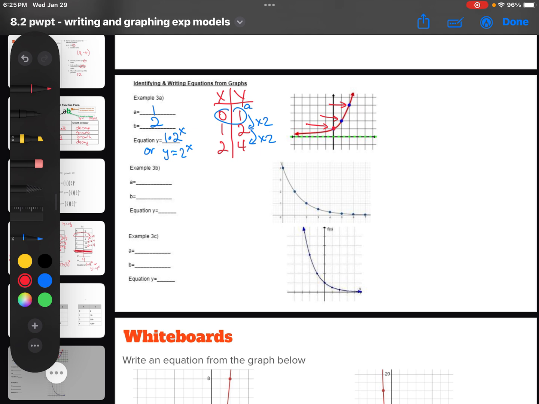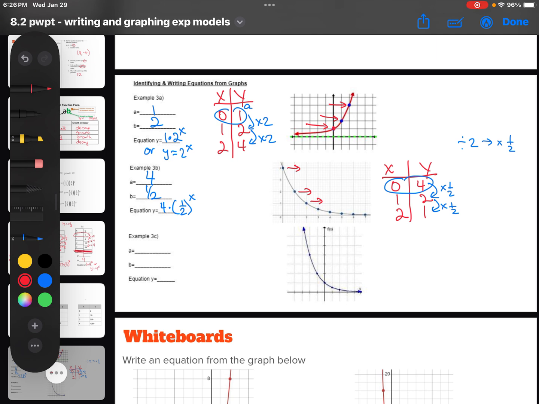All right, next one. On this one here, I'm going to do my xy table over here this time. That ordered pair is (0, 4). This next point is (1, 2). This point here is (2, 1). When I'm looking at this, I can see my a is 4. My b, I am dividing by 2 this time, but remember, we don't want to say divide by 2. We want to say times a half. Okay? So my b is a half. So my equation is 4 times 1/2 to the power of x.